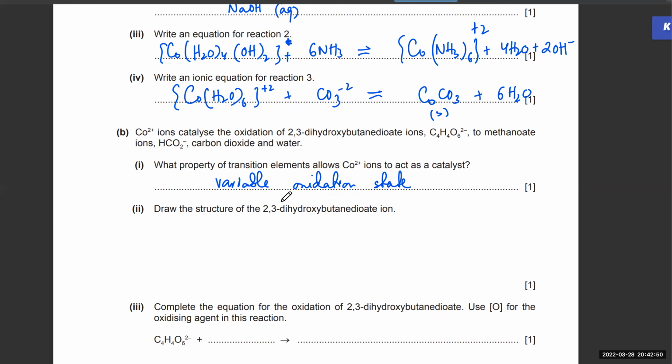So this one, 2,3, you have to draw this ion. 2,3, that means butane. Now, butanedioate, that's butanedioic acid. It's an ion of the acid, so on both sides there's going to be the carboxylate, and the H+ is left. And then there is 2,3-dihydroxy, so on the second carbon and the third carbon there is OH as well, and you've got H atoms over here.